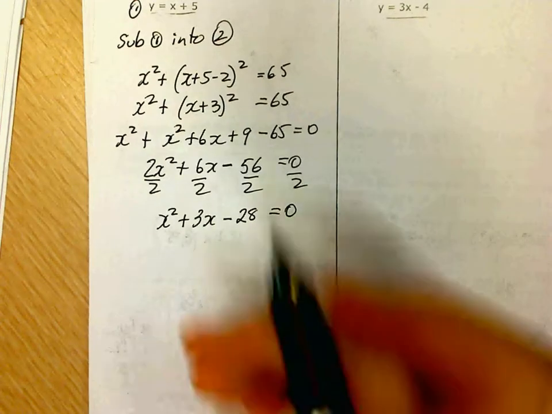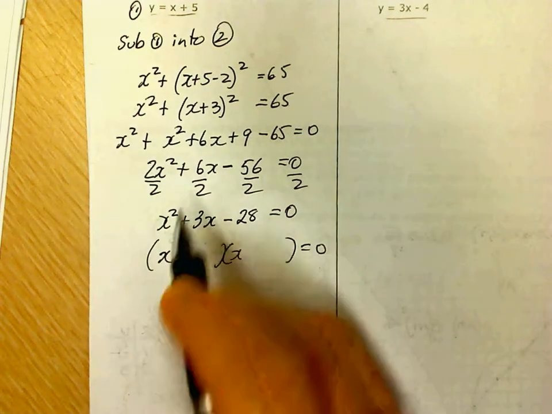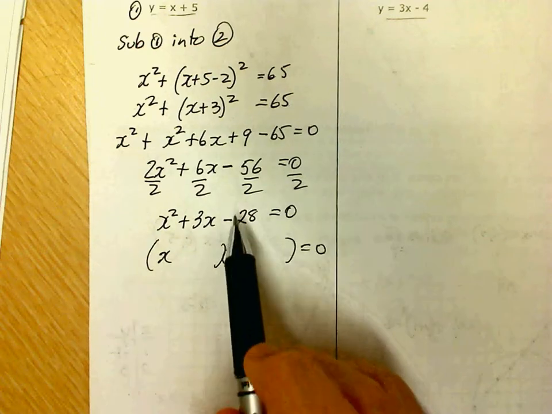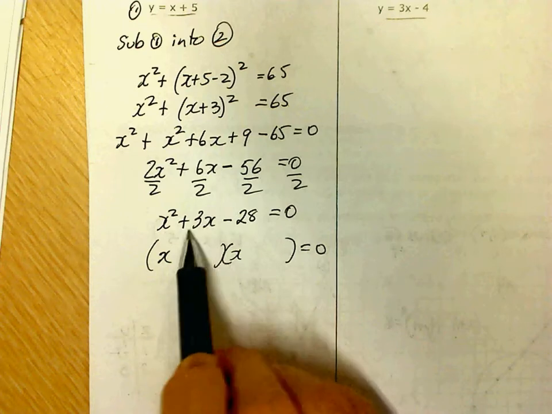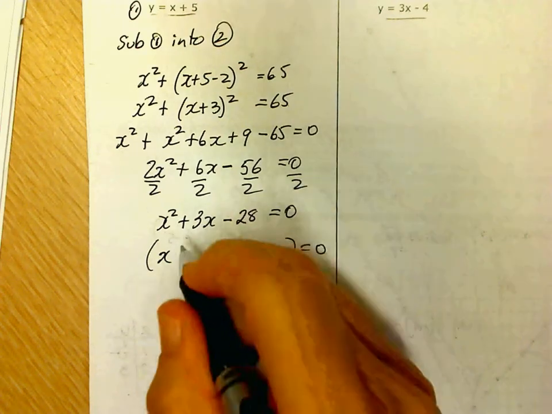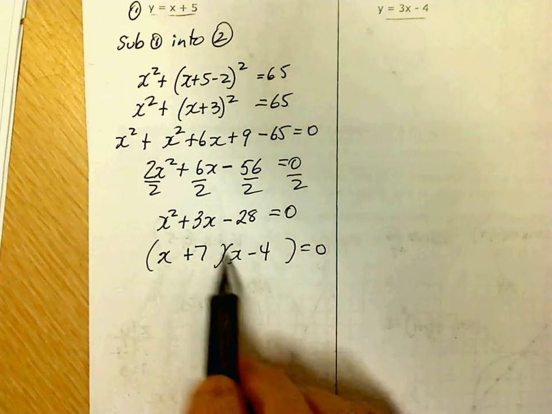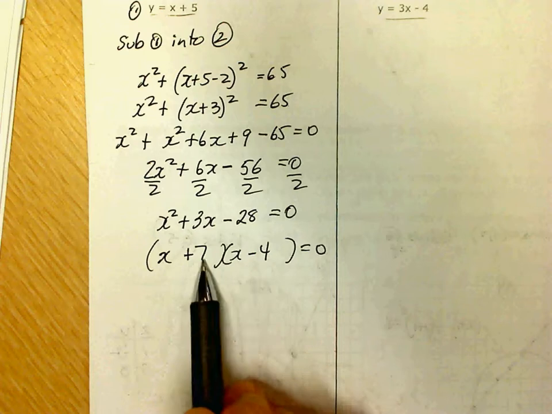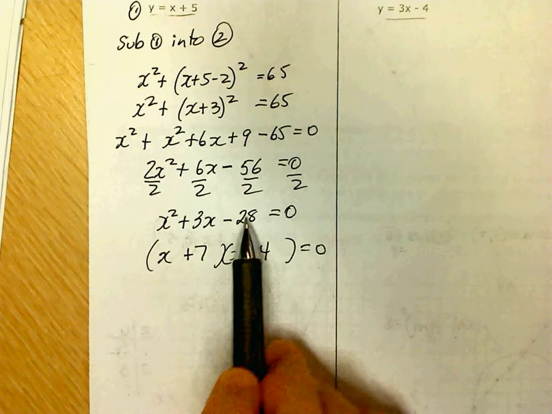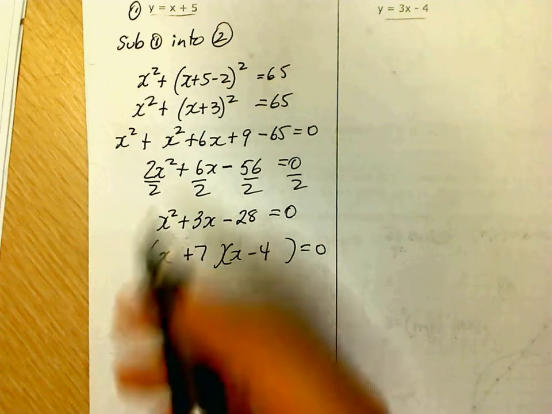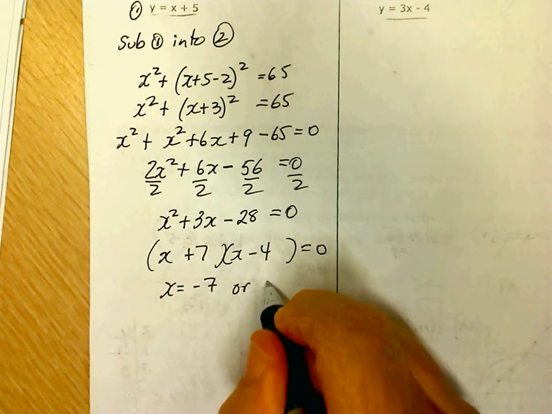Okay, so let's see. The only way we can get x squared is if you put x and x. Now this is negative 28. That looks like 4 and 7. The difference between 4 and 7 is 3. So I'm going to put plus 7, minus 4. And let's just check. x times x is x squared. Minus 4x plus 7x is 3x. 7 times negative 4 is negative 28. Always be checking your work. So x equals minus 7 or x equals 4.